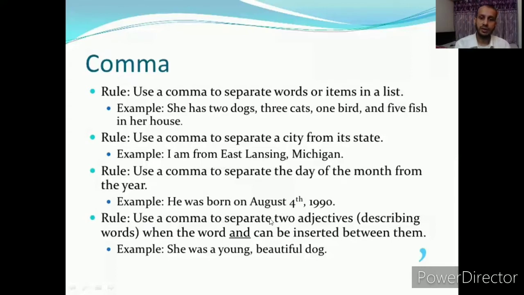Use a comma to separate two adjectives describing a word when the word and can be inserted between them. She was a young, beautiful dog. Look at that. Young and beautiful are both adjectives. So by using a comma, we can differentiate adjectives.